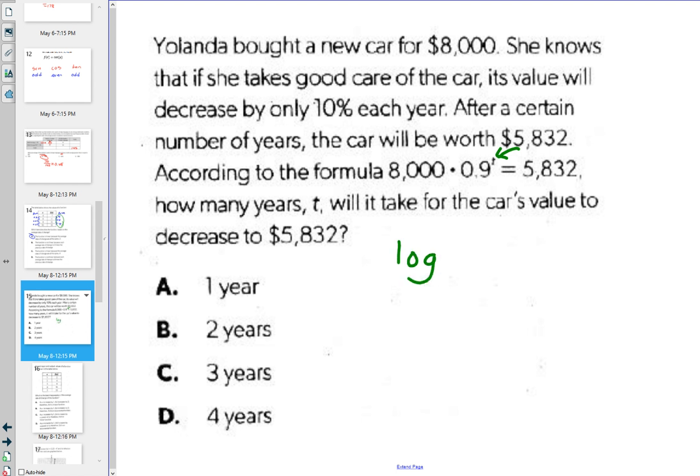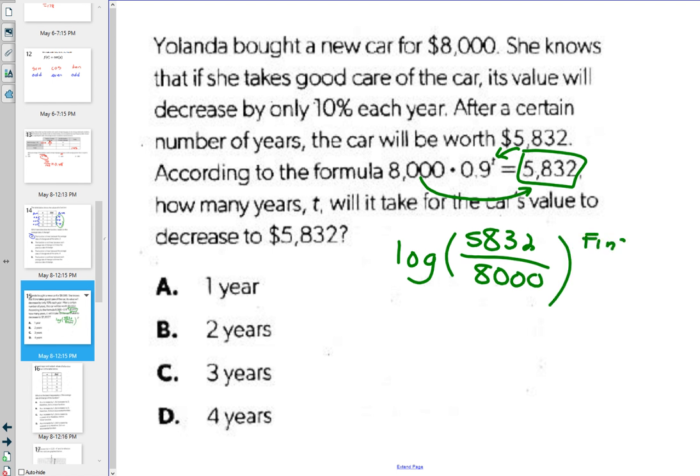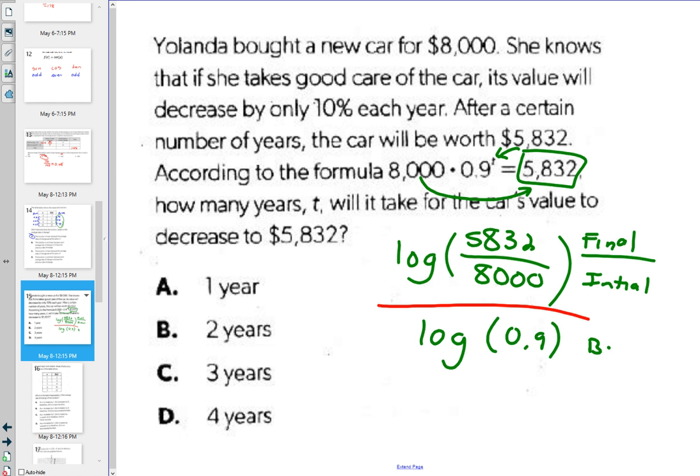Okay? So you want to take the log of this number that's by itself, so it'd be 5832 divided by the original. So here, I'll even write it down better for you. Take the log of the final divided by the initial amount. Most of your calculators have 2 lines, so you can just actually type it as you see it and hit equals. But then you have to divide that by the log of the base, of whatever the base is.